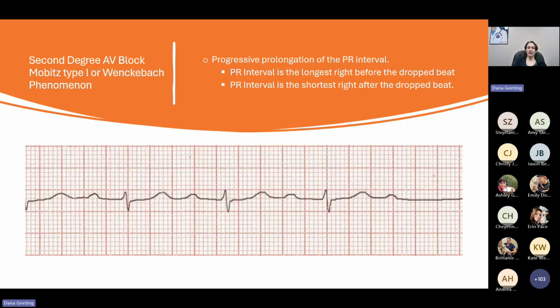So we have here a second degree AV block type 1 or a Wenckebach phenomenon. This is where your PR interval progressively gets longer between your P wave and your QRS wave. It'll elongate, and then right before it drops a beat, your PR interval is going to be at its longest. And then it's back to the shortest. It's useful in measuring rates whenever your QRS is present again.